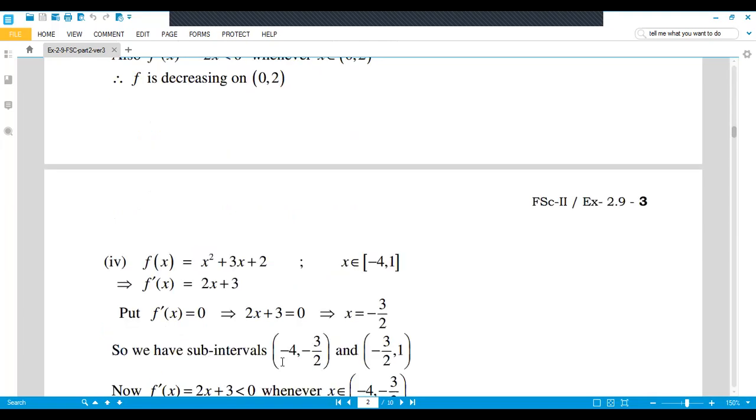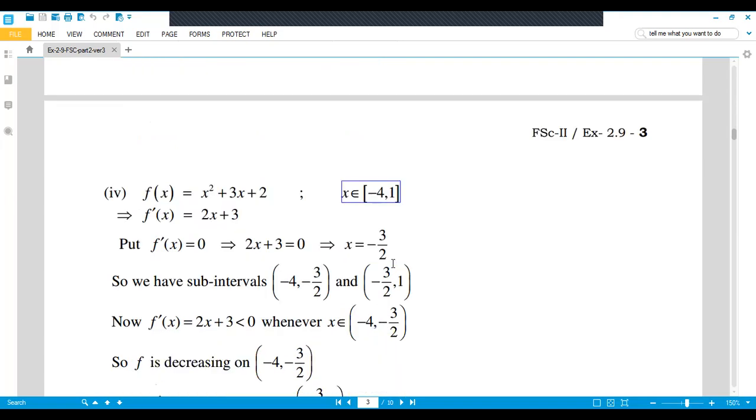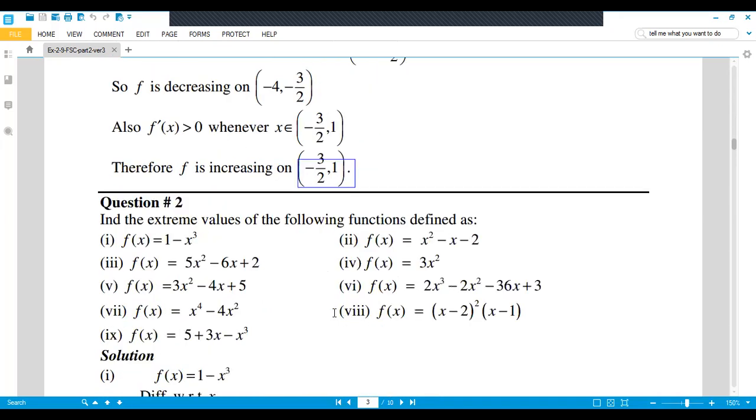So similarly, you will do the fourth part. How? First you differentiate this given function. When you differentiate, you will get f prime of x, and you put f prime of x equal to 0, so you put the value and find the value of x. 3 is positive here, shifted to the other side, negative. To multiply with it, shifted to the other side, divide. So the subintervals are from minus 4 to minus 3 by 2, and from minus 3 by 2 to 1. So the function will be decreasing in the first interval and increasing in the second interval.